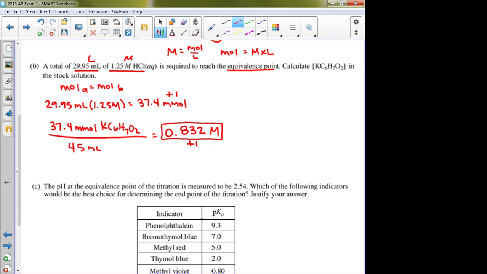If I would have seen that it was at the equivalence point, I would have said M1V1 equals M2V2. Where the molarity of my acid is 1.25 times the volume of my acid, 29.95, is equal to the molarity of my base, which I don't know, that's what I'm solving for, times the volume of my base, 45 milliliters. And then I would have gotten the molarity of the base is 0.832 molar.